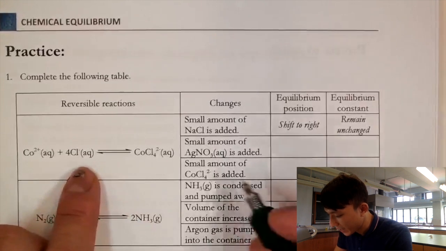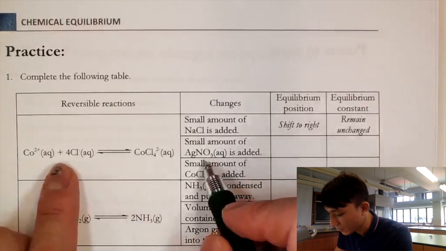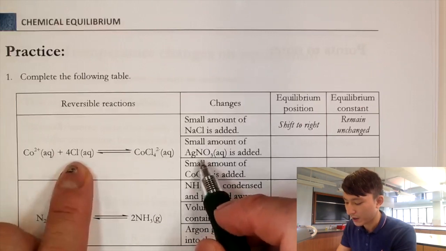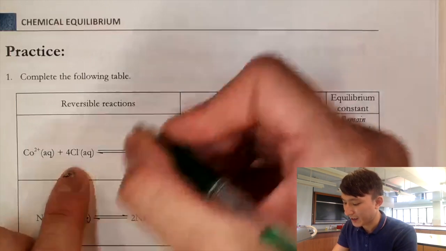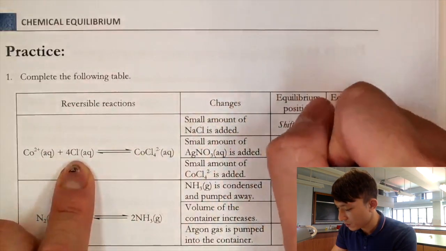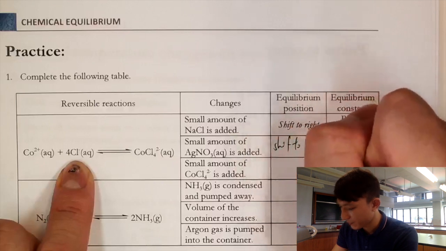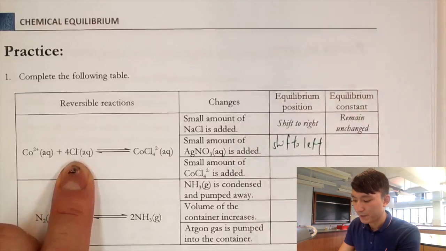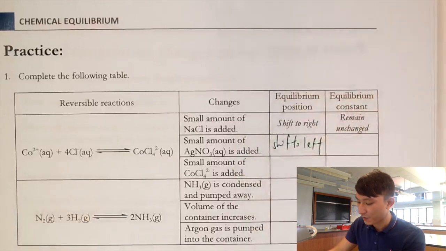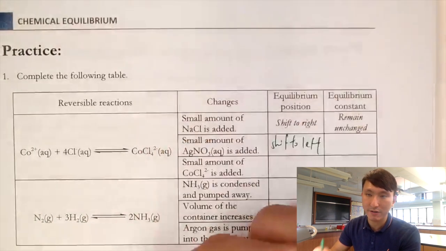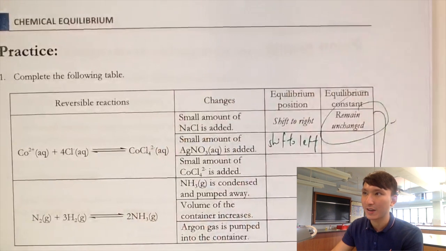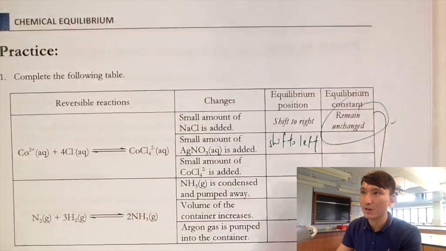So this one, we add a small amount of silver nitrate. Now you know silver nitrate is going to remove the chloride ions, right? So basically it lowers the concentration of chloride ions. So of course it will shift to the left, okay? And what about the equilibrium constant? Actually, if you're smart enough, you realize that among all these changes, there is no change in temperature, so the equilibrium constant will remain unchanged, okay? So here, shift to the left.